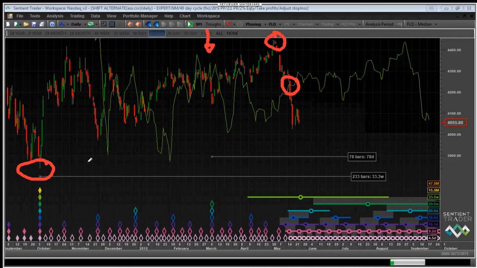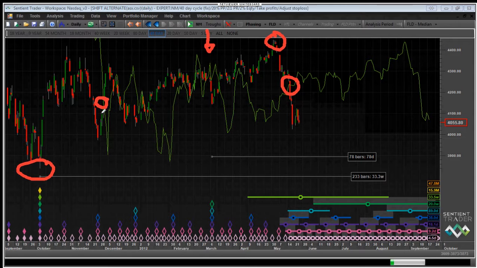And so when you're looking at an FLD cross, you have to go back to look at all the FLD crosses that have occurred since the most recent trough of that cycle. Okay, so when was the trough of the 40-week cycle? The trough of the 40-week cycle was in October of last year. When was the first price crossing of the FLD for that cycle? It was here. There's the first cross of price. Price jumped up above that FLD.